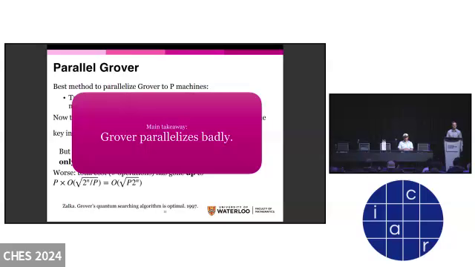And this is main takeaway number 2. And I have to emphasize, this is not my observation. This has been folklore for years. Grover is going to parallelize very badly, and that really limits its effectiveness.